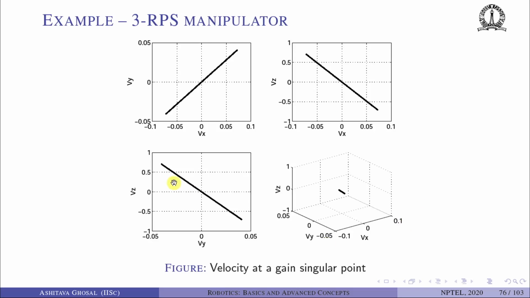We can also now plot this velocity vector which it has gained in a 3D plot, XYZ plot. You can see that it can move along this direction. In the Vx, Vy section view, the gained velocity vector is along this direction. In Vz, Vx, it is along this direction, and Vz, Vy, it is along this direction. So the end effector can move in this direction.